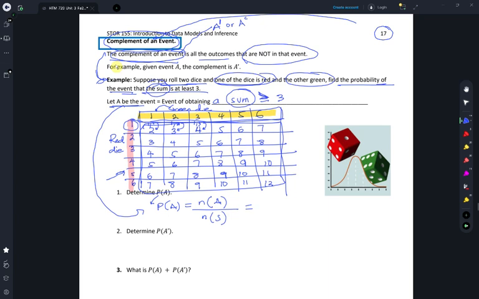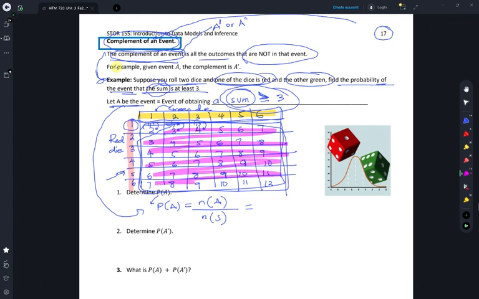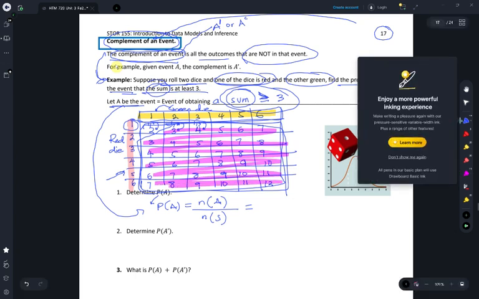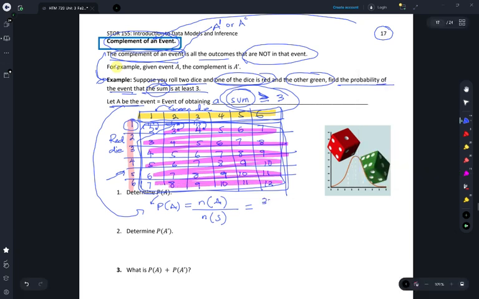Well, our interest then will be to look at all instances where the sum is at least 3, that is equal to 3 or more. That would be all of this bunch that I am highlighting in purple. And the number of that is 35 out of 36.